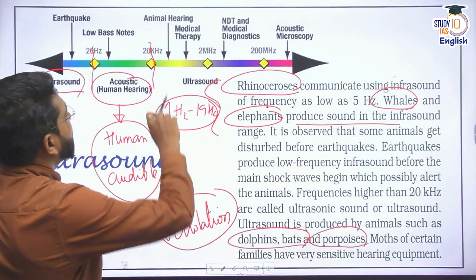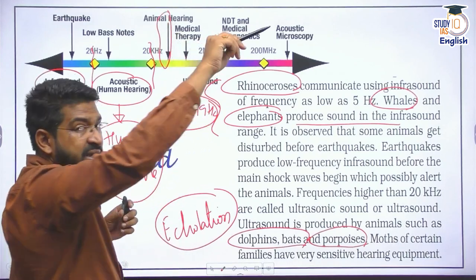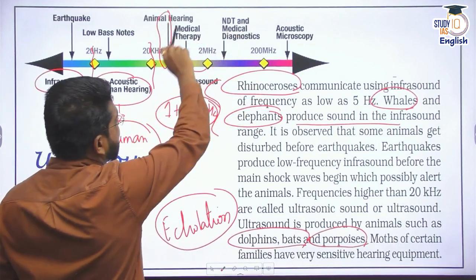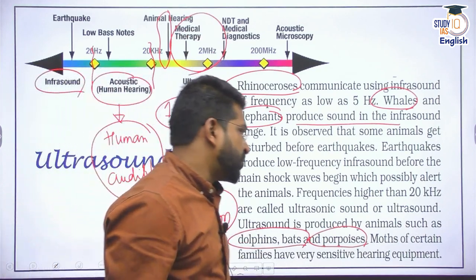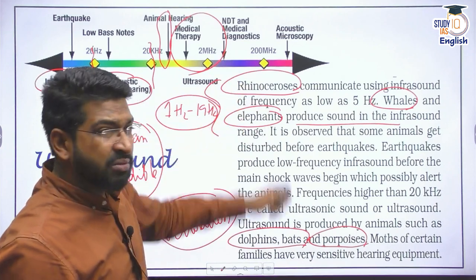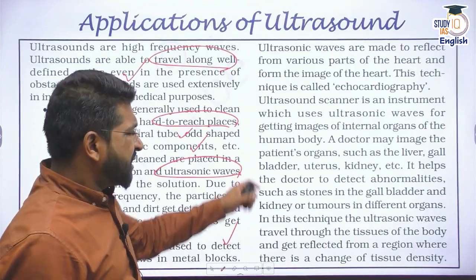You can see here, animal hearing in ultrasound range is there. Then there is medical therapy. Then there is acoustic microscopy also in very high frequency range, around 200 megahertz, etc. But there are many applications.